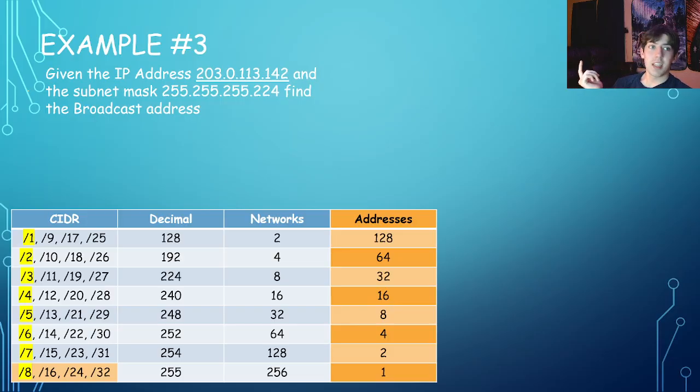But we're going to do something a little bit different, basically the same thing, use the same process. Slightly different question. Given the IP address 203.0.113.142 and the subnet mask 255.255.255.224, find the broadcast address. Look at that. We don't even have to do anything extra. We don't have to do all of this default gateway stuff. It's actually the exact same thing and the same level of difficulty. Now, we're going to already get rid of me.